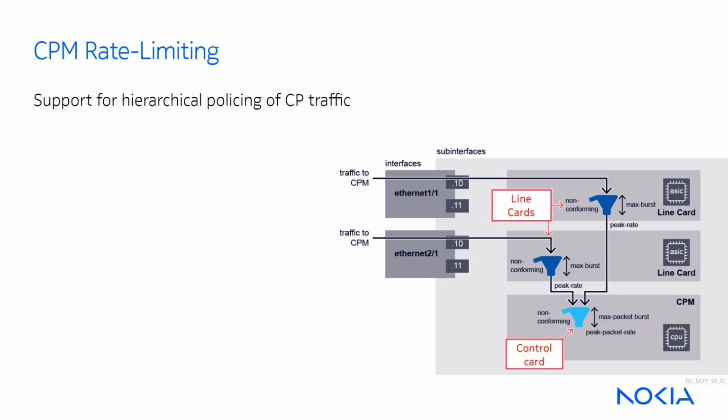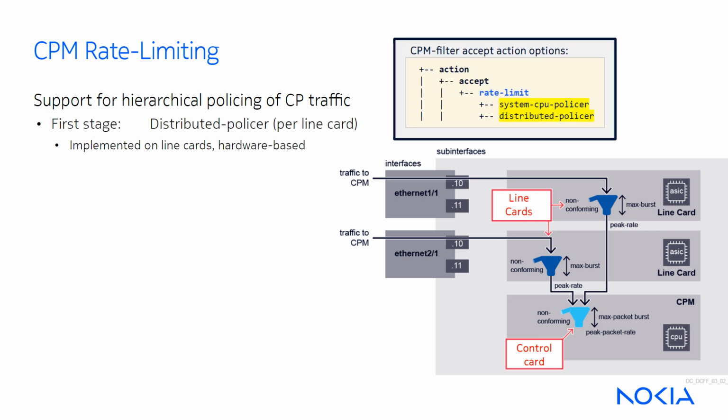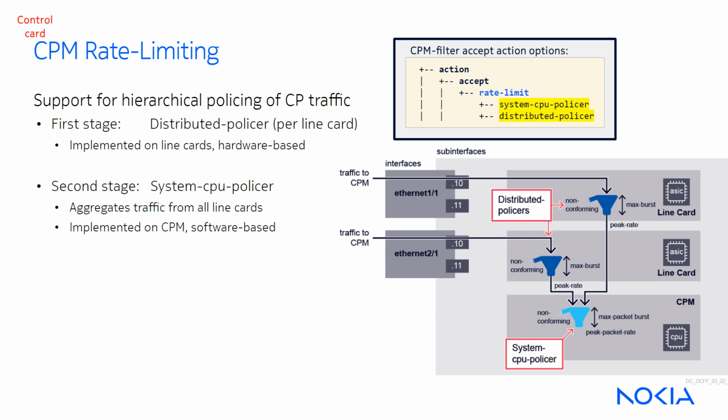SR Linux supports rate limiting at 2 levels. Traffic goes first through a hardware-based rate limiter, the distributed policer, implemented on each line card, and then through the software-based system CPU policer, running on the CPM. This hierarchical policing ensures that traffic coming in on one line card does not starve the resources for all other line cards. Both levels of policing can be configured with a max burst size and a peak rate parameter. If the rate of the incoming traffic exceeds the peak rate, packets start to be queued and then get dropped when the burst size is reached.